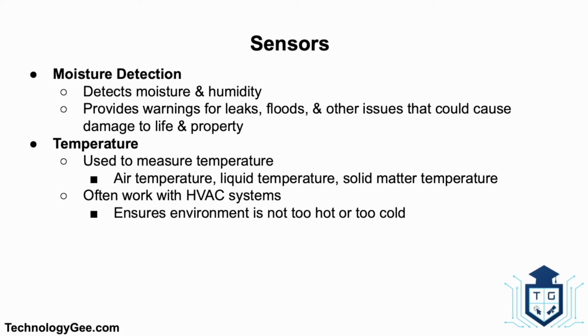Then we have a motion detection sensor, and this is an instrument used in many industries to detect moisture and humidity. They can provide warnings for leaks, floods, and other issues that could cause substantial damage to life and property.